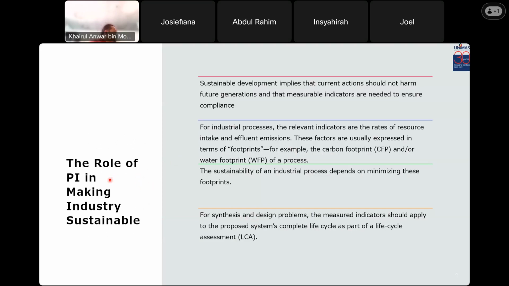The role of PI, process integration, in making industry sustainable. Sustainable development implies that current action should not harm future generations and that measurable indicators are needed to ensure compliance. For industrial processes, the relevant indicators are the rates of resource intake and production. So this factor is usually expressed in terms of footprints, for example, the carbon footprint. The one we have for methane footprint, water footprint of process. The sustainability of industrial process depends on minimizing this footprint. For synthesis and design problems, the major indicator should apply to the process system complete life cycle as part of a successful assessment.